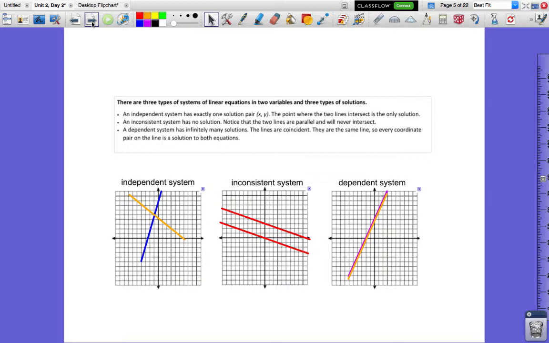And then dependent systems are ones where you have two lines which are identical. I've drawn them a little bit skewed so you can see the two colors, but they're actually the same line. As the text here says, they are coincident. They're in the same place. So every ordered pair on both lines is a solution to both equations.